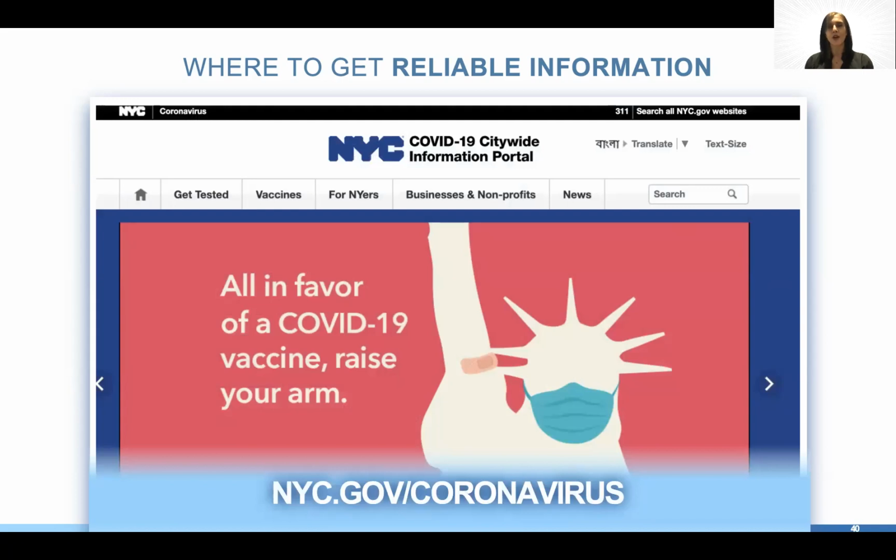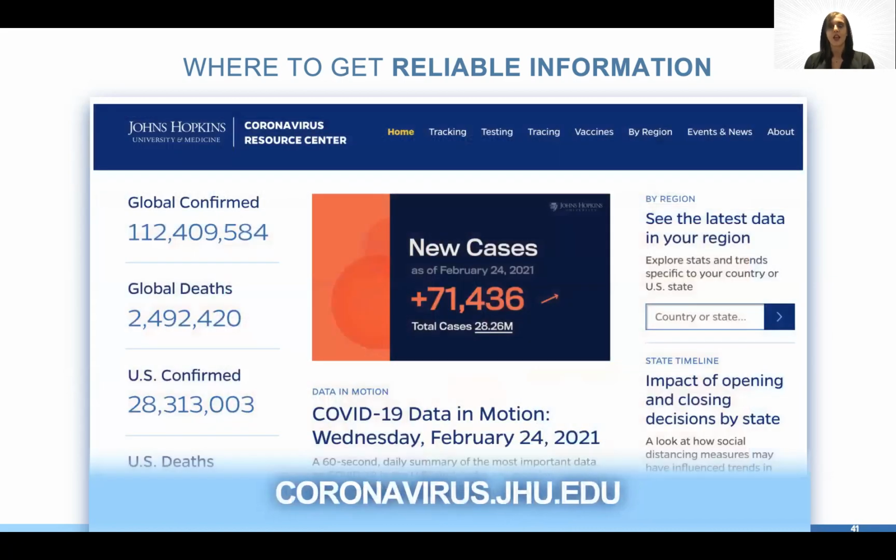Another one here in New York City, nyc.gov/coronavirus, has a wealth of information about variants, about where to get vaccinated, and what our rates are, especially by zip code. If you want to get stuck into the data and look at what's happening around the globe, Johns Hopkins has an enormous amount of information. Coronavirus.jhu.edu has been a really terrific place to track the numbers around the world.